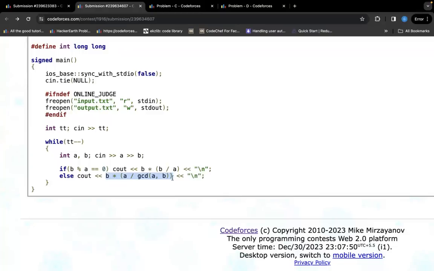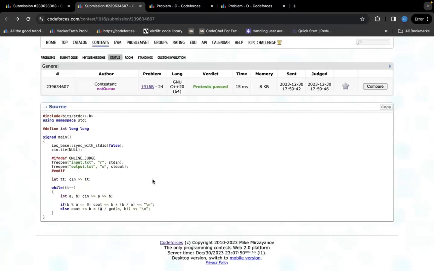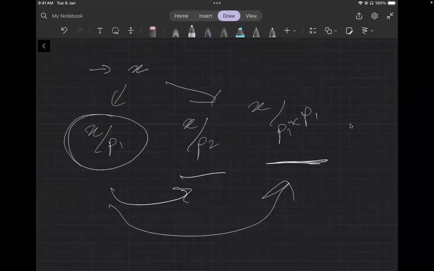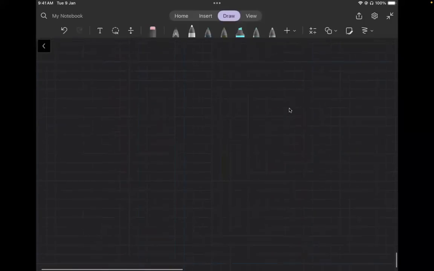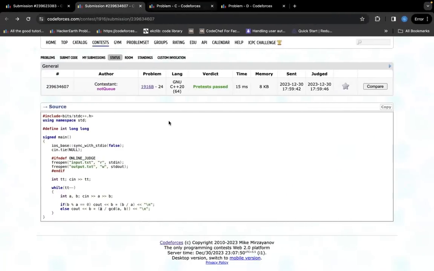If you didn't know the formula of LCM A comma B, it is just A into B divided by GCD of A comma B. This is the formula for LCM of two numbers. I hope this much is clear. Is B clear to everyone? Okay, so if B is clear to everyone, let's move on to problem C.